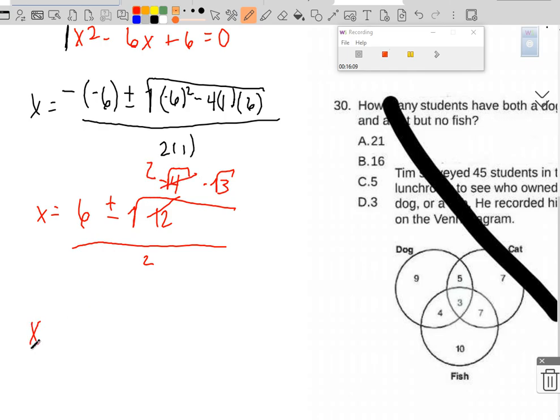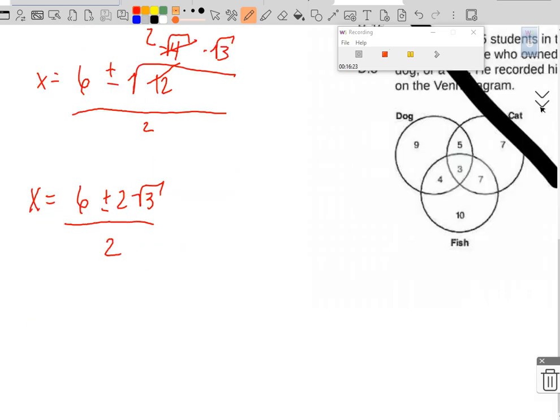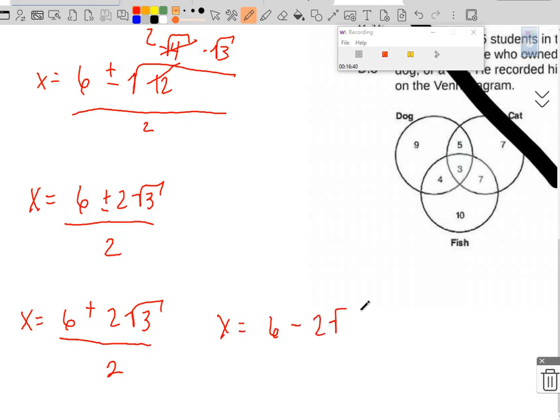So let's rewrite this as x equals 6 plus or minus 2 square root of 3, all over 2. This means we can write two answers, so we're going to write it as x equals 6 plus 2 square root of 3 over 2, and x equals 6 minus 2 square root of 3 all over 2. There is no fraction in my answer choices, and that's because this answer is still not simplified.